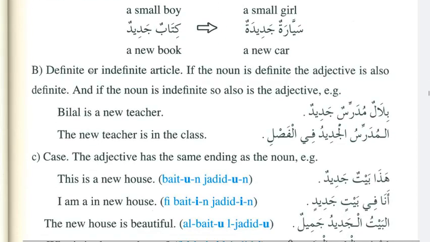The second thing is marifa or nakira. If Manoot is marifa, meaning definite, then the Naat is also marifa. But if Manoot is nakira, then the Naat must be nakira. So here you see Manoot is marifa, Naat is marifa. Here Manoot is nakira, Naat is also nakira.